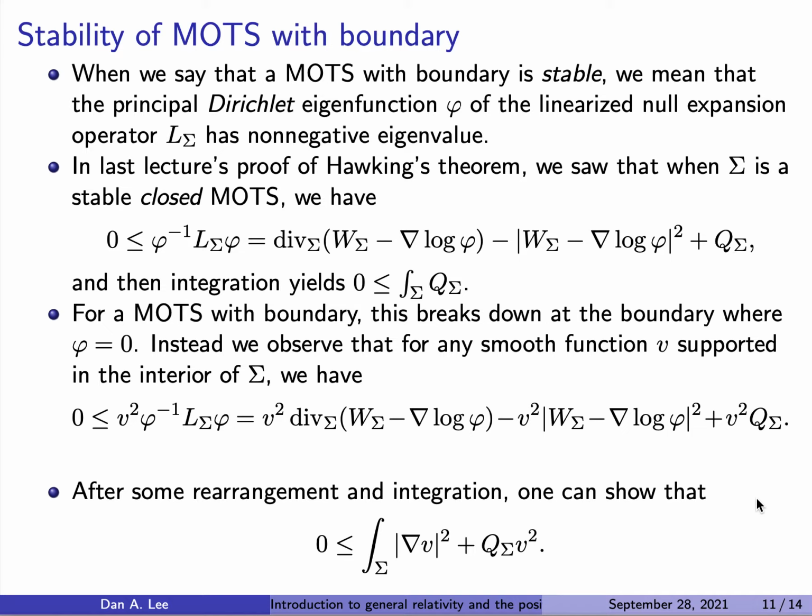So instead of getting 0 less than or equal to the integral of q, which would be nice, what we actually get is 0 is less than or equal to the integral of grad v squared plus qv squared for any v that's compactly supported in the interior. So in particular, not 1, right? The function 1 is not compactly supported in the interior.